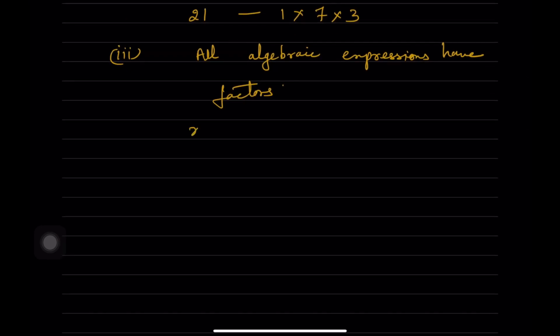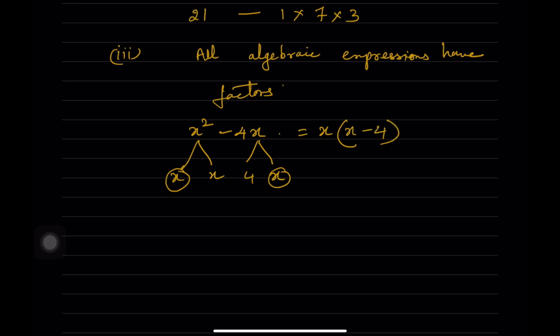Suppose you're having x square minus 4x. So how do you write this? The factors of x square are x and x. The factors of 4x is 4 into x. In what form can we write this? What is common in both of them? There's a common factor in both of them, that is x. So if you take out x outside, what is left over inside? It is x minus 4. So the factors of this algebraic expression x square minus 4x is x into x minus 4. This is the first factor, this is the second factor.